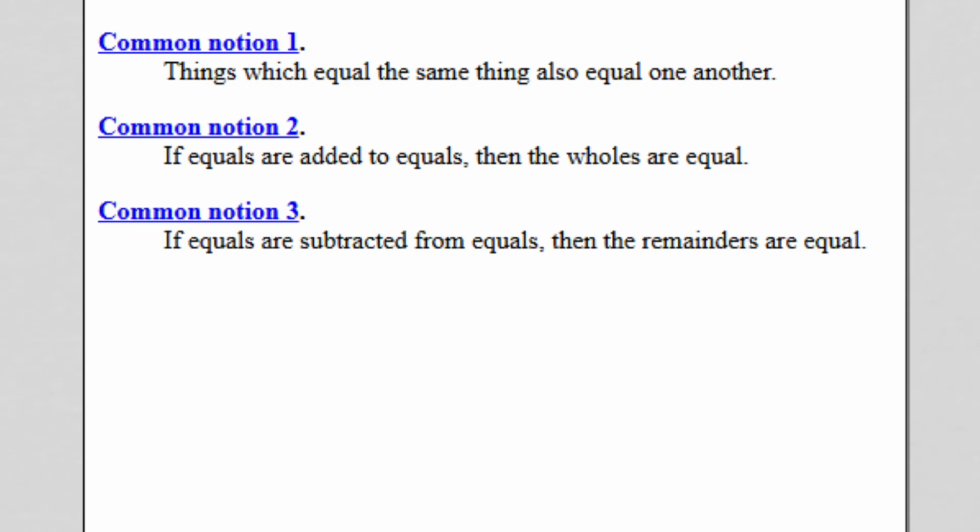In Euclid's Elements, there are 5 common notions that get used in proofs, but the first 3 are going to get used in this video. Common notion 1 says things which equal the same thing equal one another.